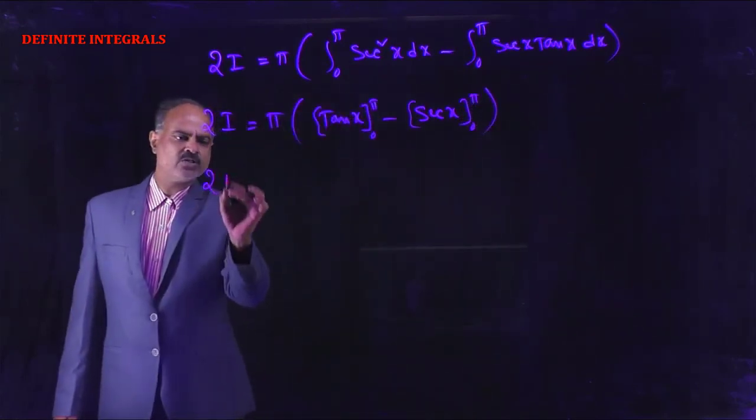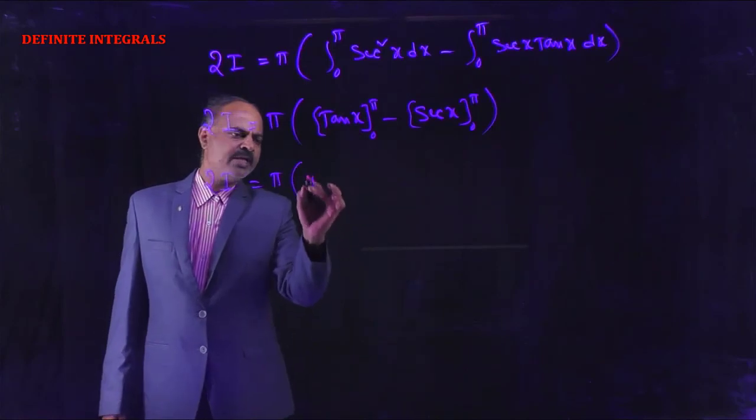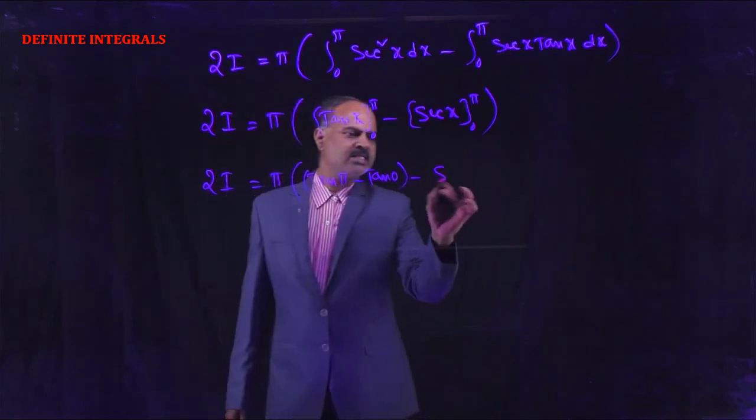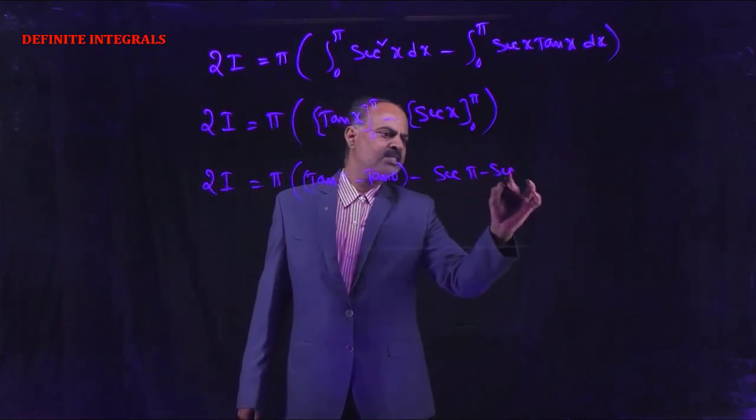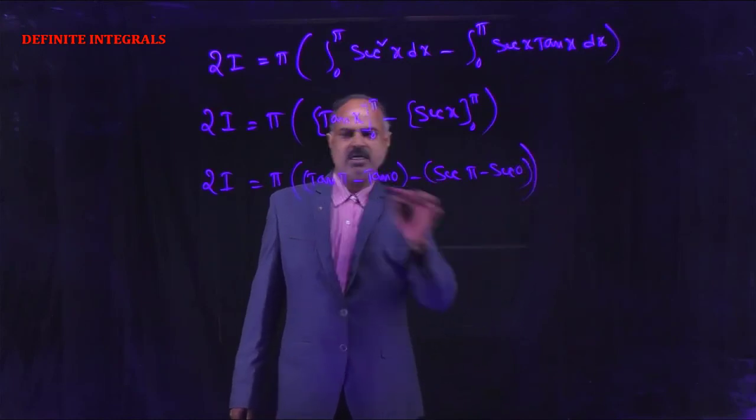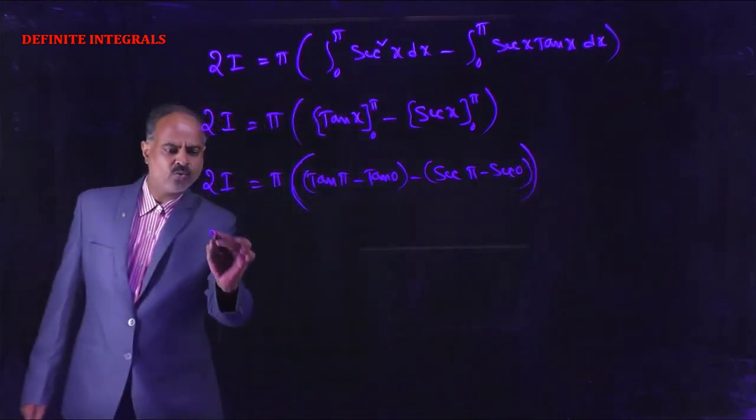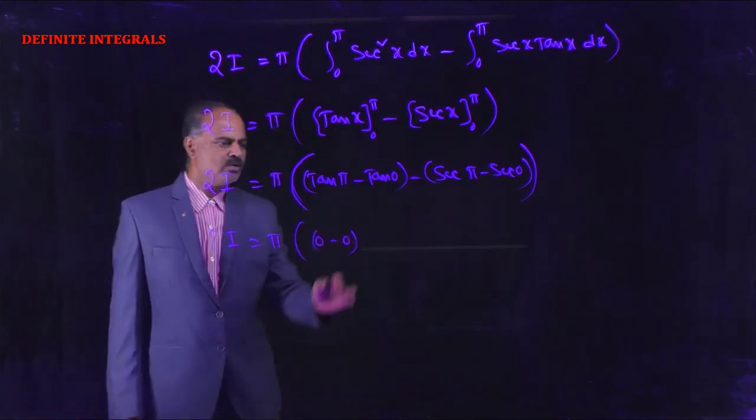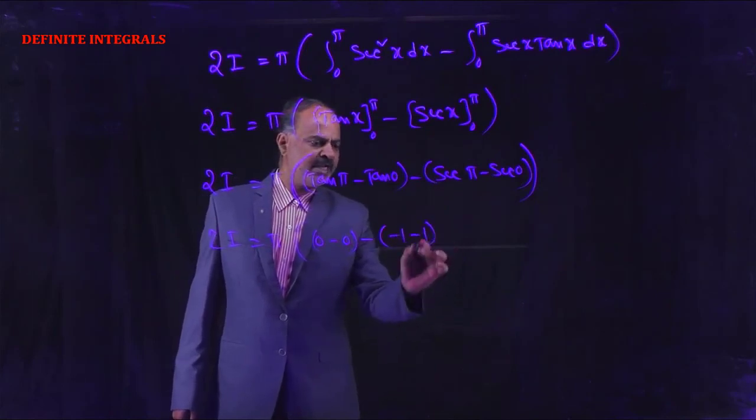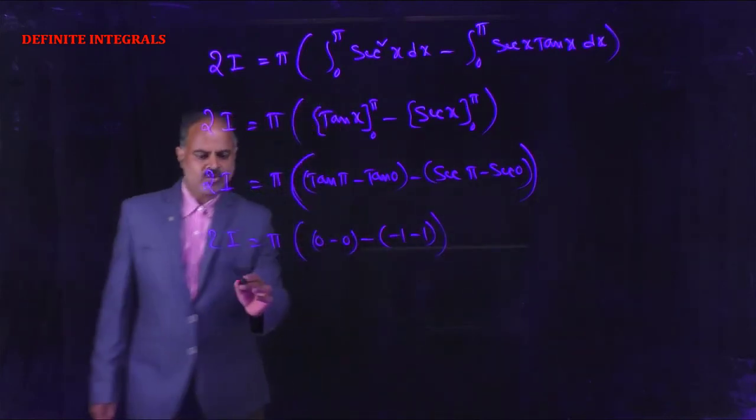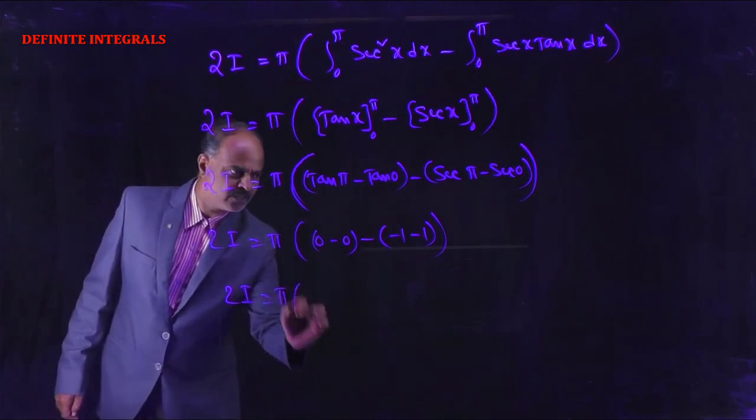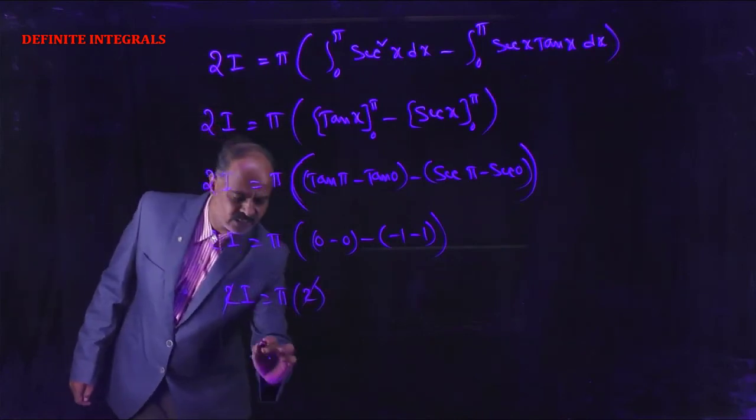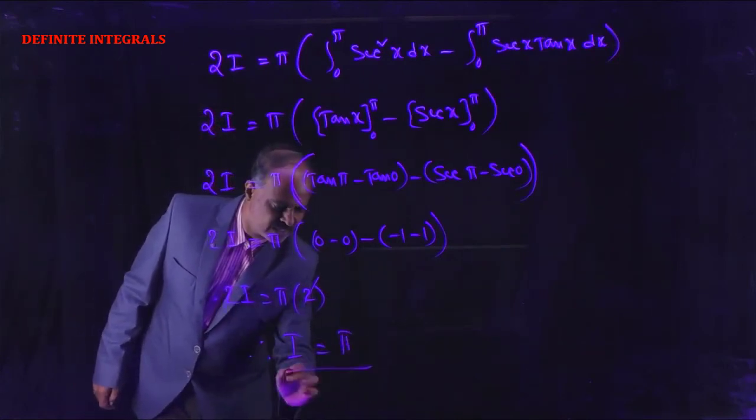Now 2I equal to pi into tan pi minus tan 0, minus of secant pi minus secant 0. Now 2I equal to pi into tan pi 0 minus tan 0 0, minus of secant pi which is minus 1 minus secant 0, that is minus 1. So 2I is equals to pi into minus of minus 2, that is plus 2. Here this 2 and 2 get cancelled. Therefore I is equals to pi.